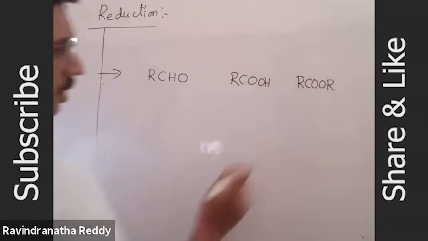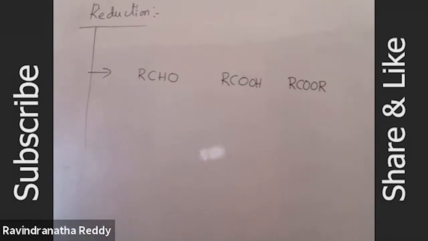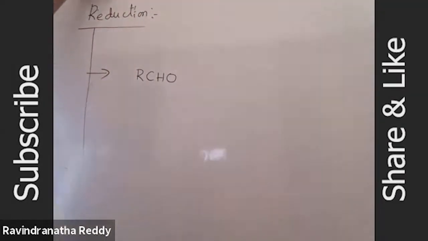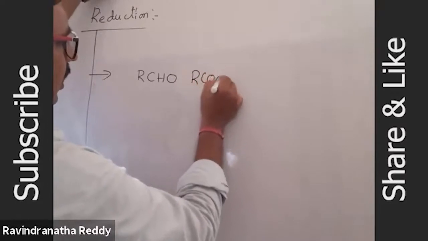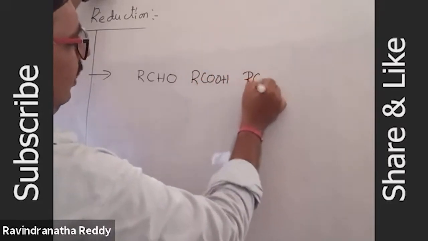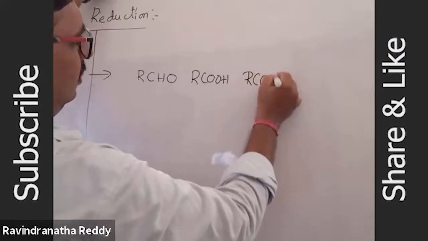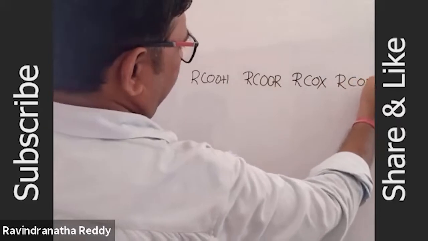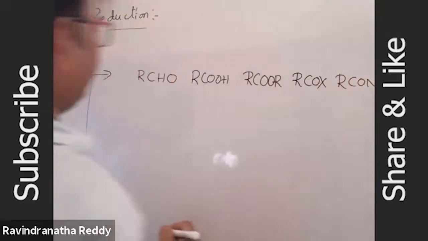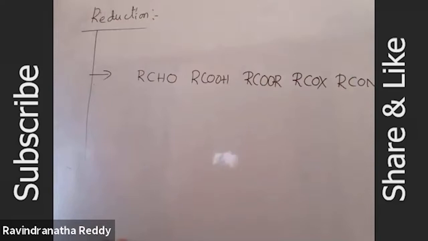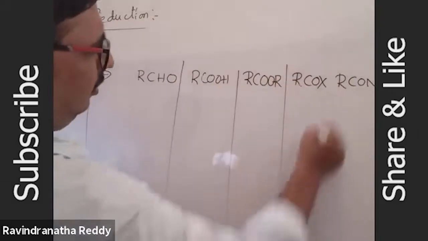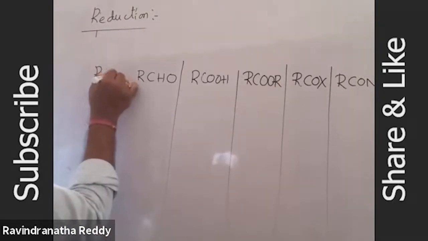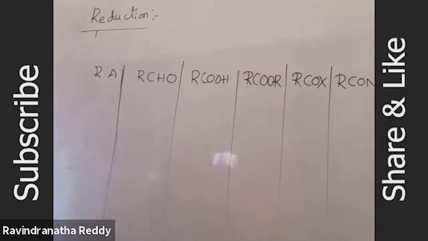The board is not sufficient. So we have carboxylic acid, RCOOH, and also esters, acid halides, and amides, RCONH2. We can use different kinds of reducing agents. So what are the reducing agents? Different types of reducing agents are possible.